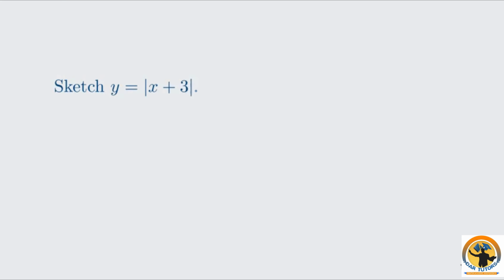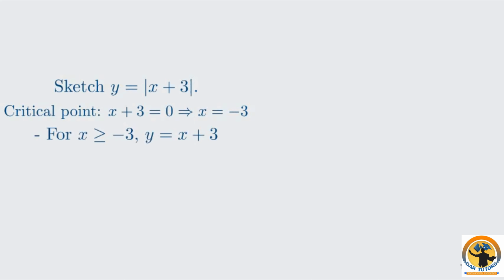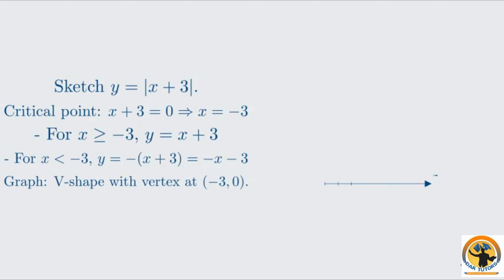For example, let's sketch y equals |x plus 3|. The critical point is where the expression inside the absolute value is 0, which is x equals negative 3. This is the vertex. For x greater than or equal to negative 3, the graph is y equals x plus 3. For x less than negative 3, the expression x plus 3 is negative, so the graph is y equals negative (x plus 3), which simplifies to y equals negative x minus 3.